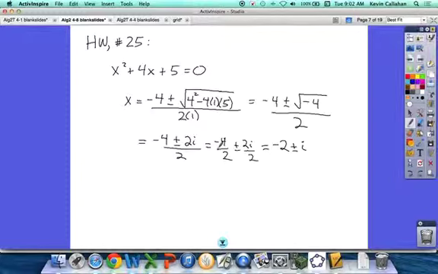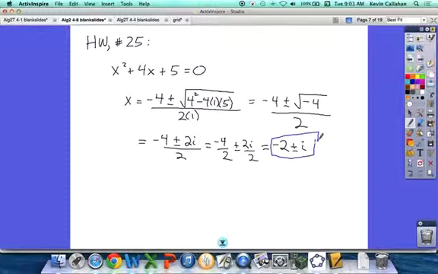Okay, and then I can simplify that further just because the 2 divides into 4 and the 2 divides into 2. It actually ends up being this right here, -2 plus or minus i. So we needed these imaginary numbers in order to solve a quadratic, and later polynomials, for all their answers, not just the real answers, because they all have practical consequences.